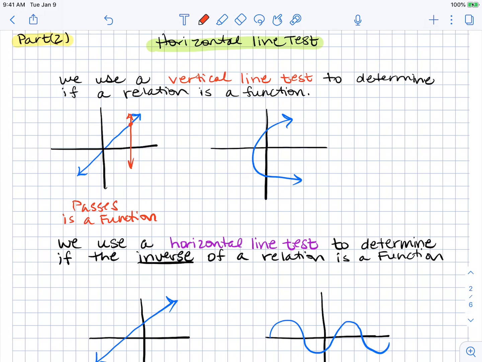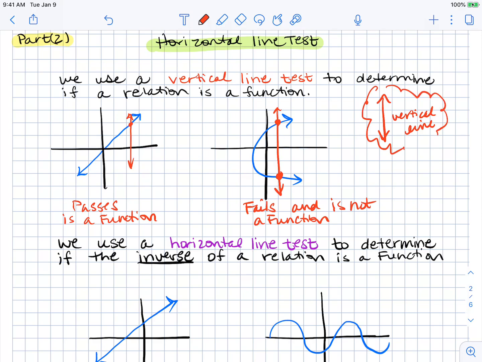But if I use a vertical line test on this one and I draw it in here, it's crossing this blue graph twice. And since it crosses more than once, this fails and is not a function. Okay, so we've used vertical lines. And again, a vertical line is just a line that goes up and down. This is a vertical line. Okay, so that's how I do a vertical line test.